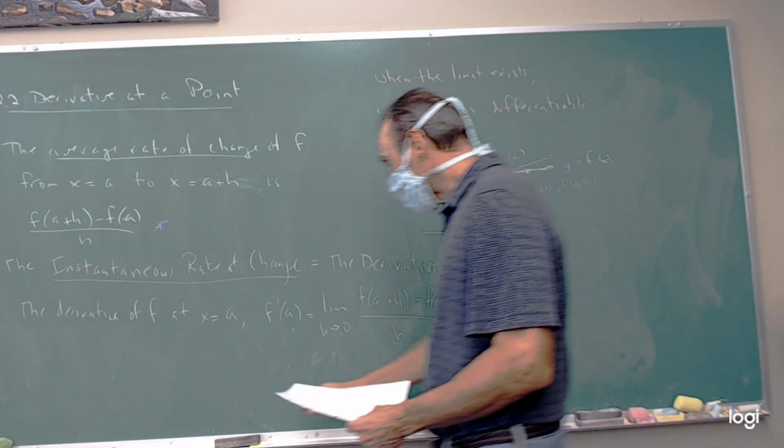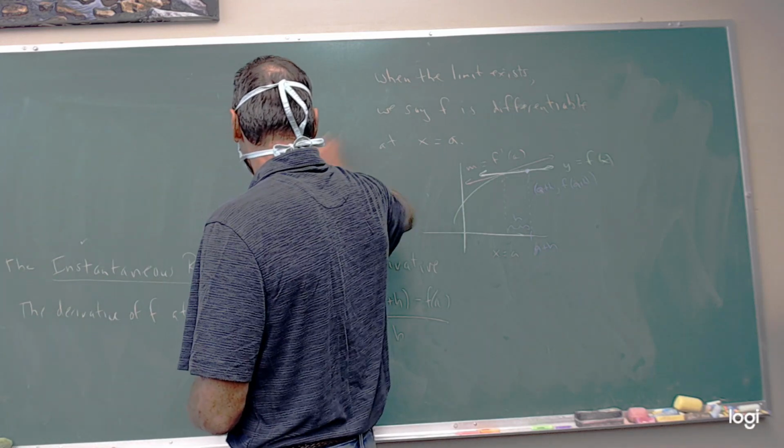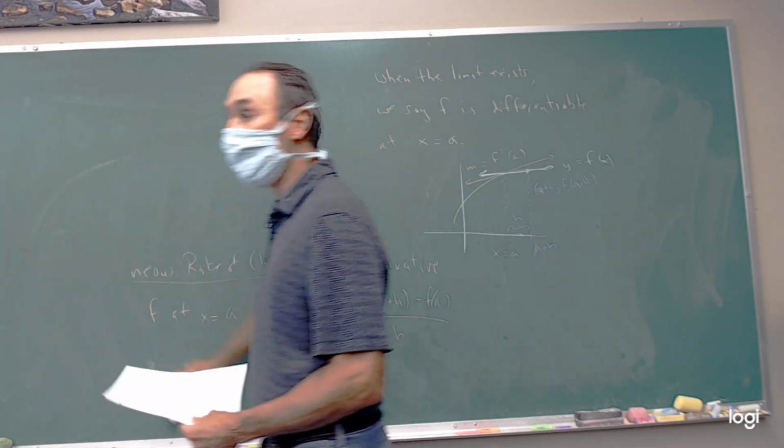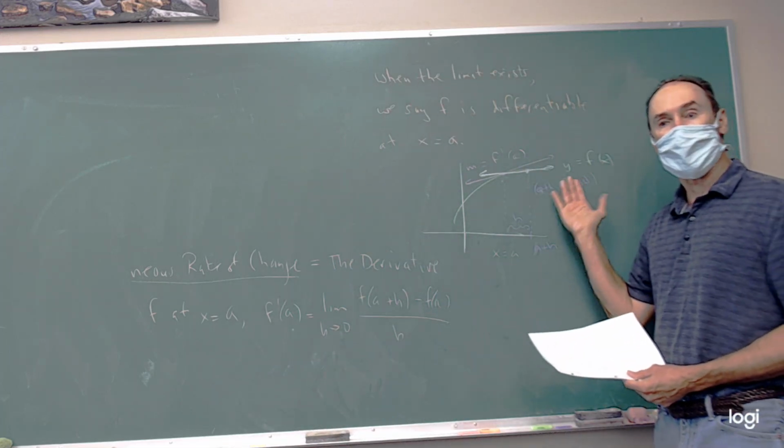Okay, so let's look at a couple of examples. So we're going to find a derivative, and then from there, what we will do a lot is find the equation of that tangent line to the curve. Okay?